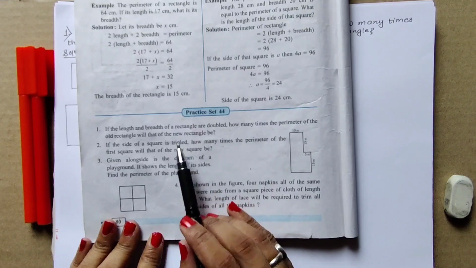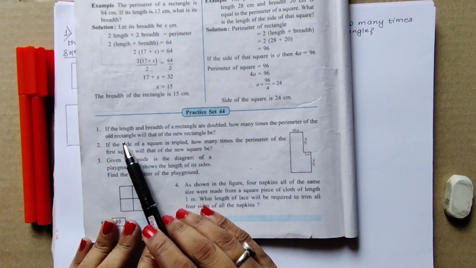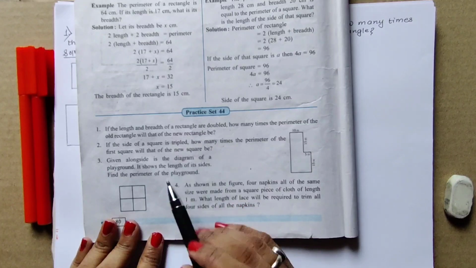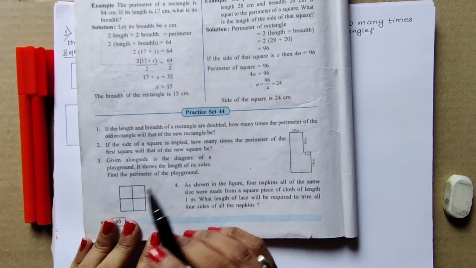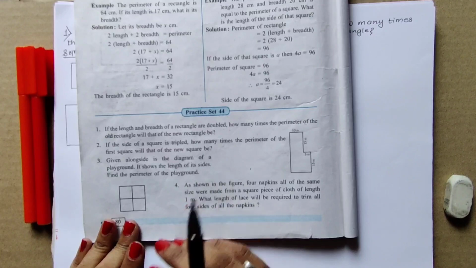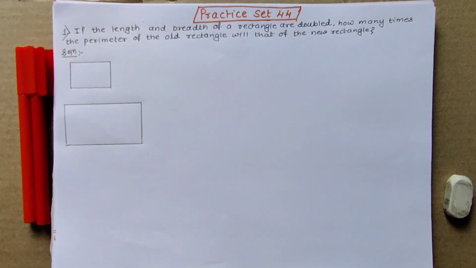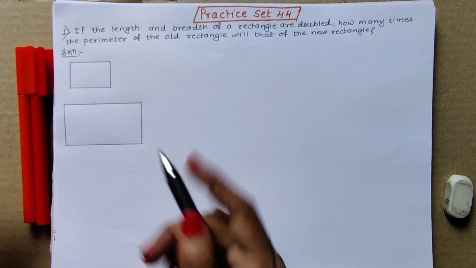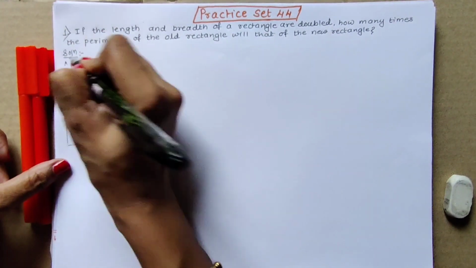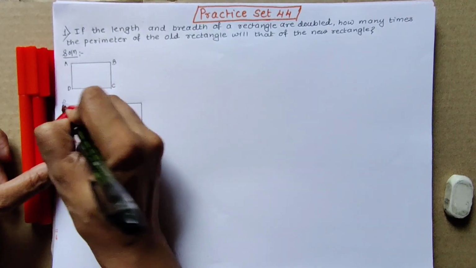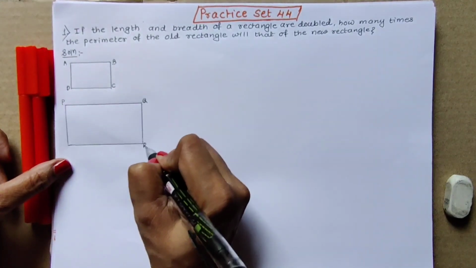So let us draw these two rectangles. The old rectangle should look smaller than the new one. The new one should look double of the first one. You should not take exact measurement, just draw rectangles. So as you all can see, I have drawn two rectangles here. This may be ABCD and this may be PQRS. These two rectangles I have drawn.